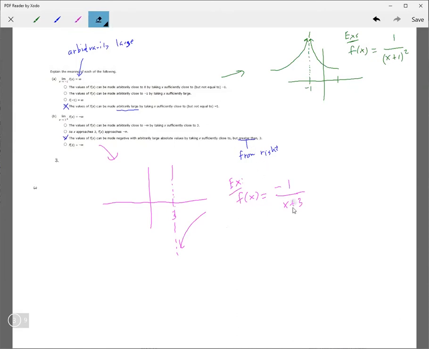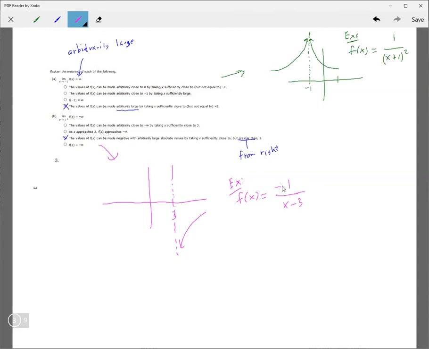I'm sorry. This should be -3. Sorry about that. So you take something greater than 3, and you subtract 3 from it, you're going to have a positive number. Now as you approach 3, that positive number gets smaller and smaller. So you're taking 1, and dividing it by smaller and smaller numbers. That's going to blow up to infinity as you approach 3.